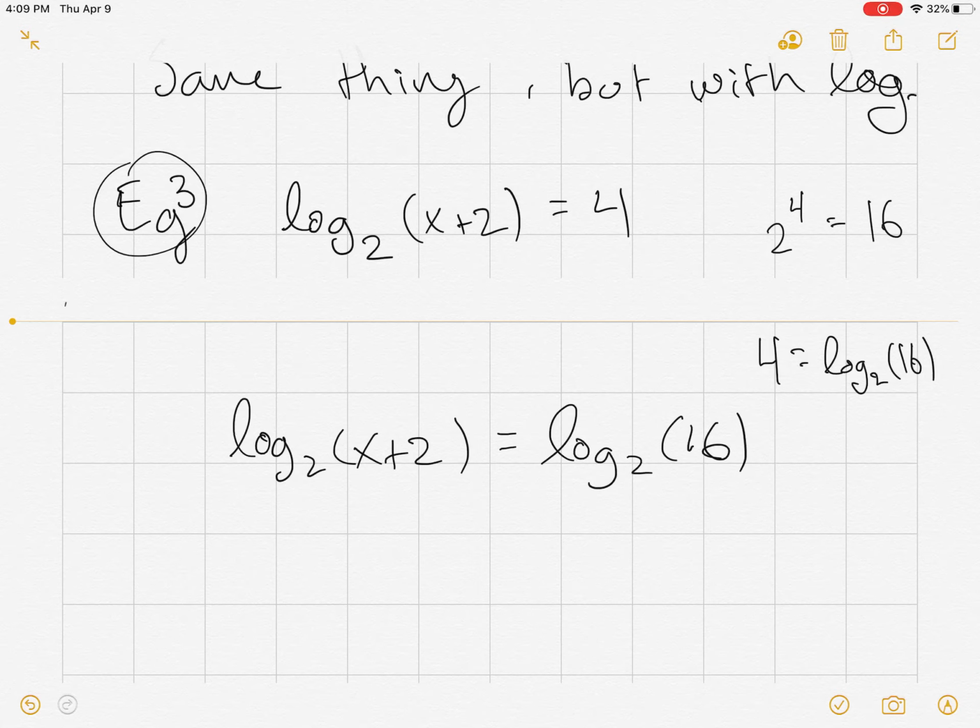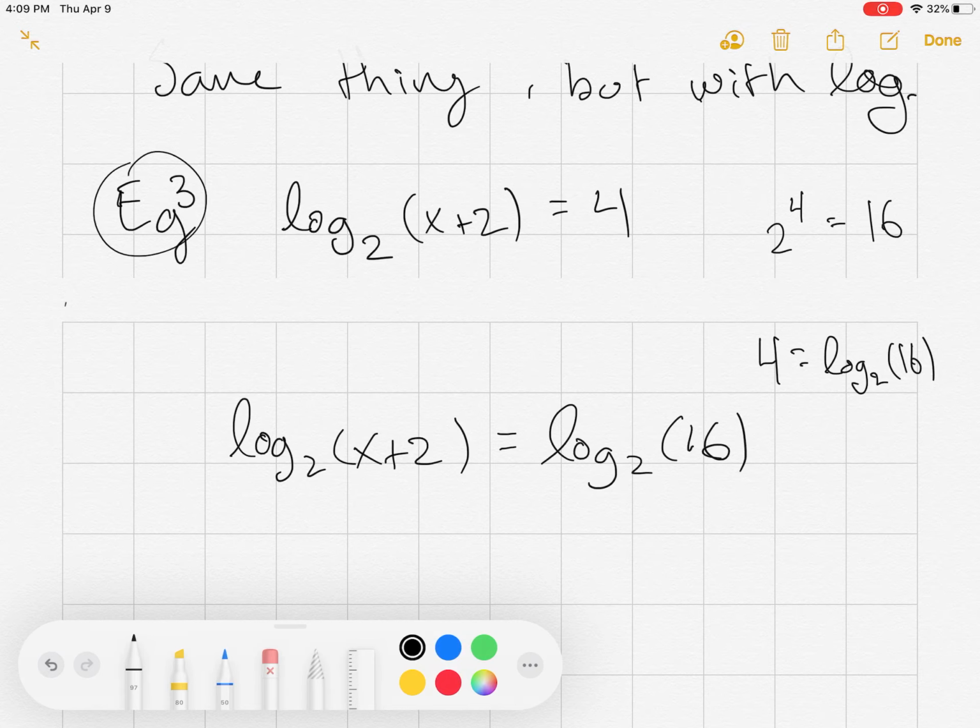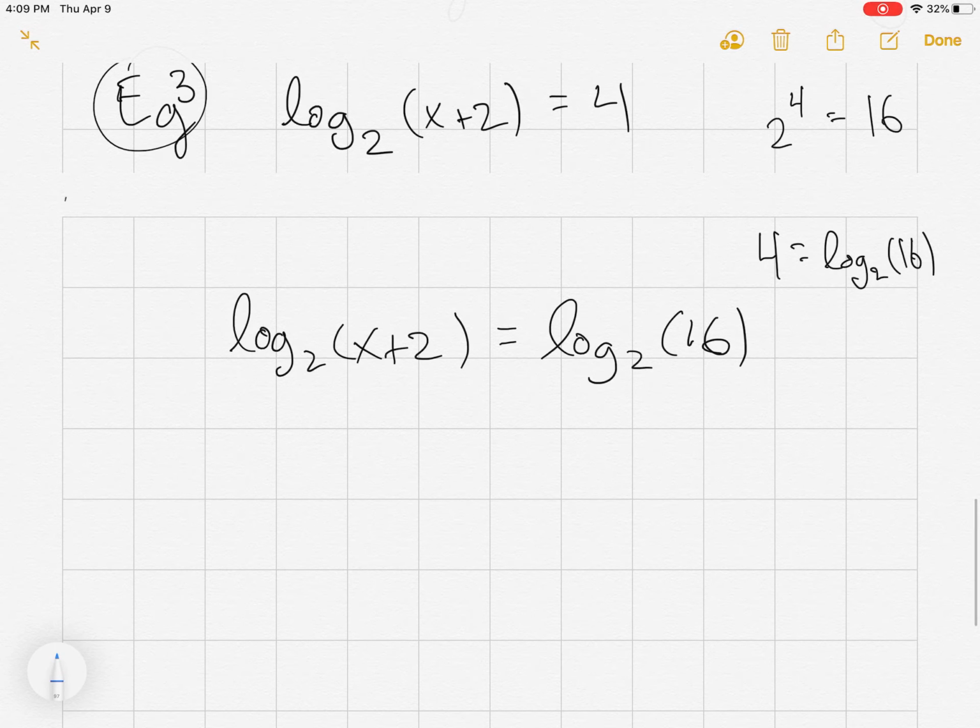And so what we can do here is we basically just take our 2 and we make the equations as we have be the powers of that base 2.